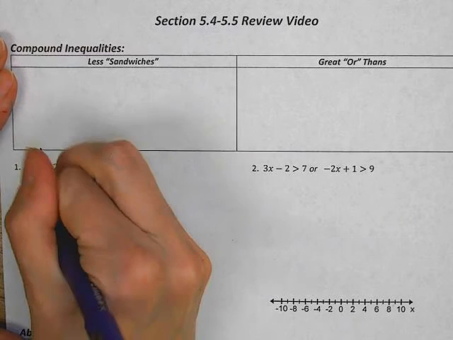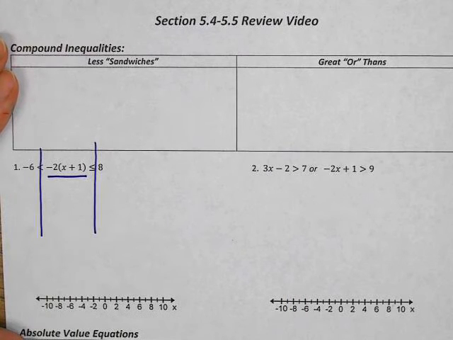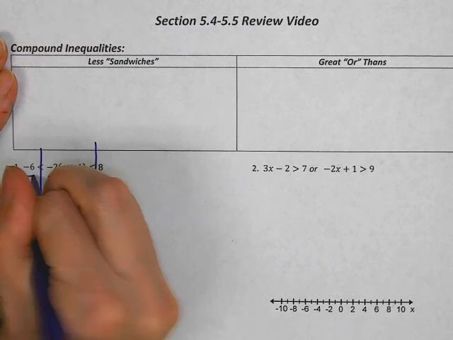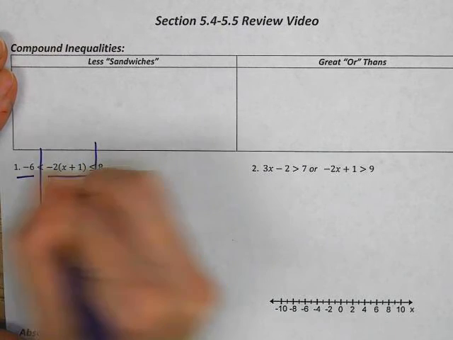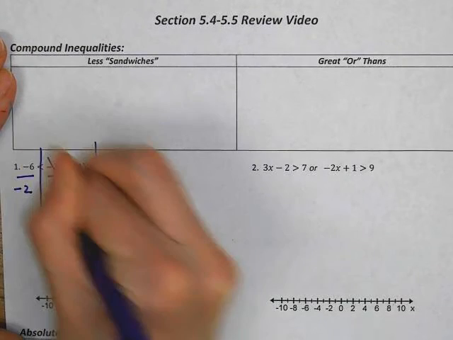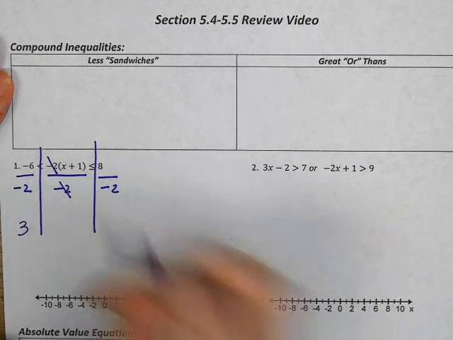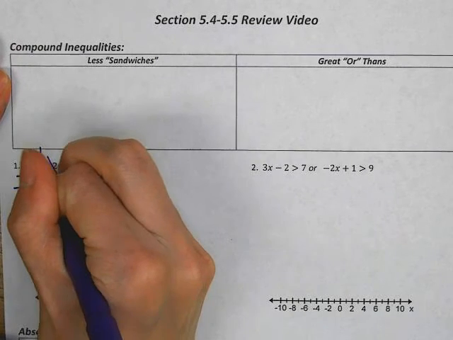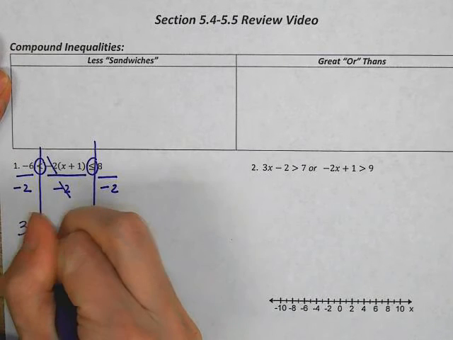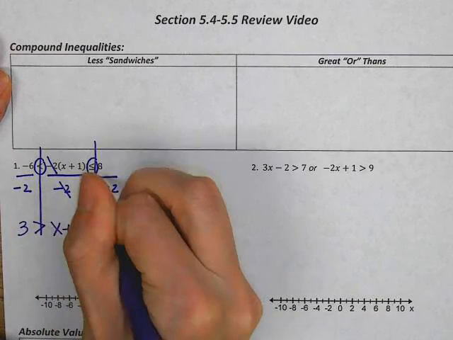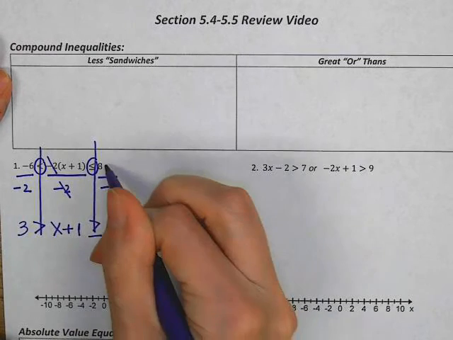You draw a double wall and we try to get the X alone in the middle. But first on this one, we need to either distribute, or maybe a shortcut would be to divide by -2 right away to get the X starting to isolate. There's a couple ways to do this one. I'm going to divide every single piece by -2. So -6 divided by -2 is 3. I divided by a negative, so I am going to have to flip both symbols. Now it becomes this way, x plus 1, and now it flips to this way. 8 divided by -2 is -4.